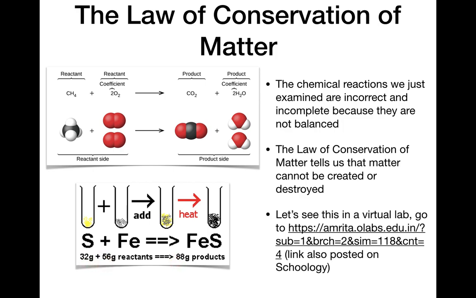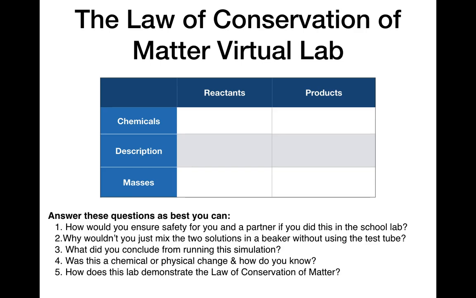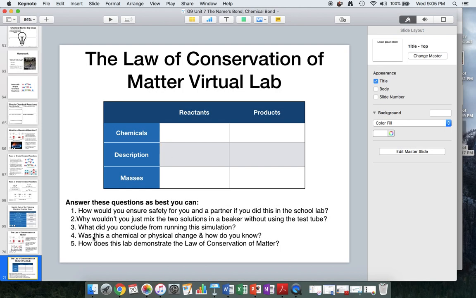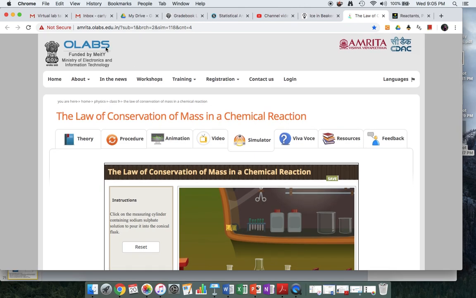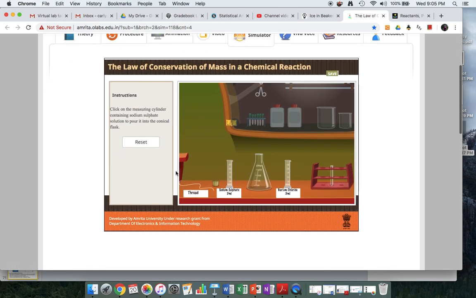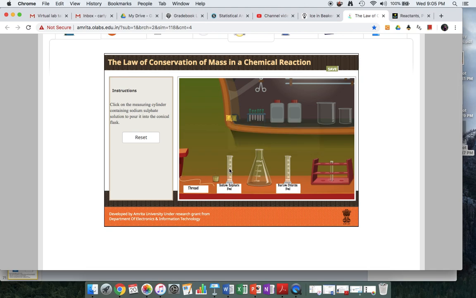So we're going to look at this in a virtual lab. Let's go to the virtual lab. Here it is, and you just go to this link. It might say it's unsafe, but it's a safe, secure website, so you can trust it. You just follow the instructions and click the different beakers and graduated cylinders to make your reaction happen. I'm not going to do the whole thing for you.